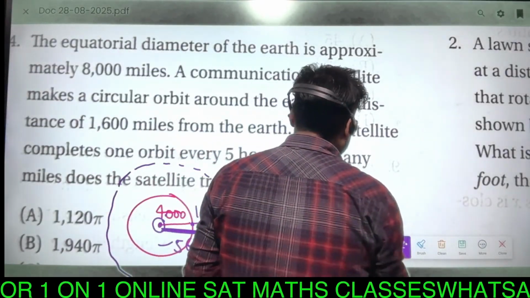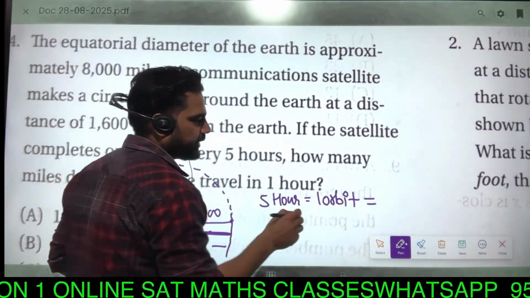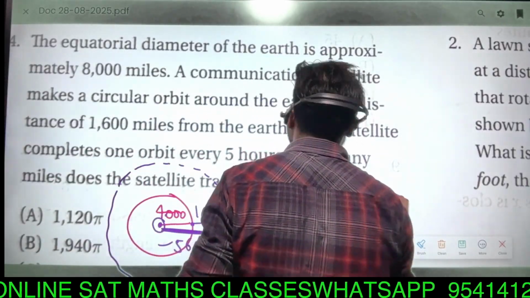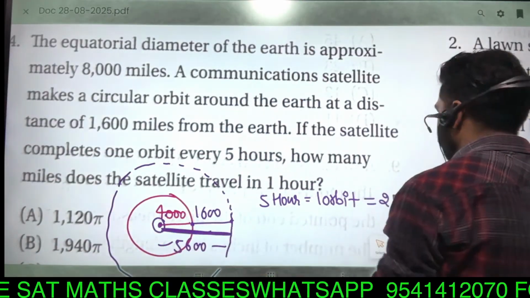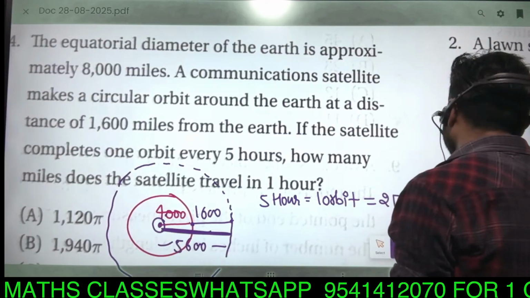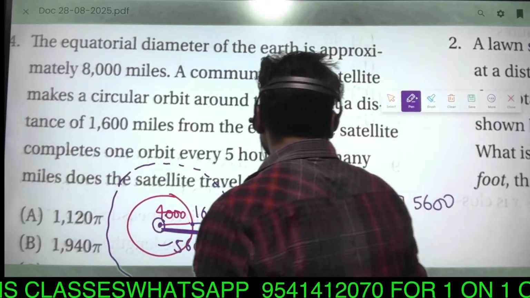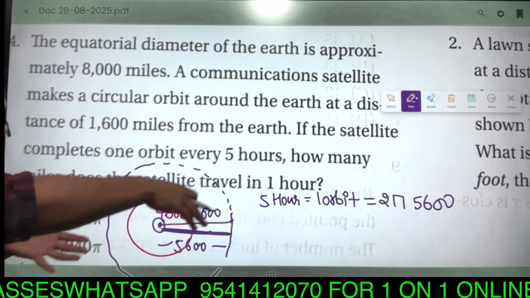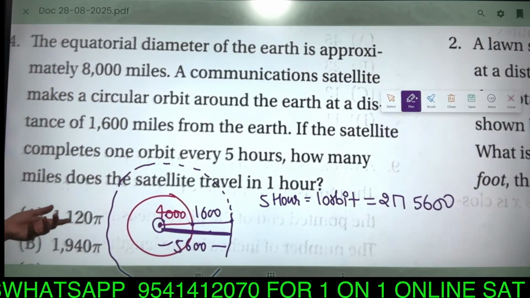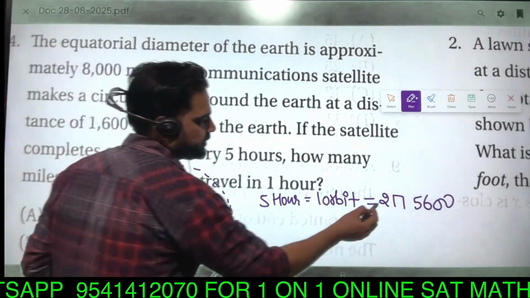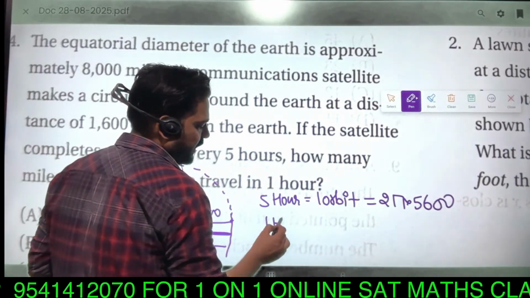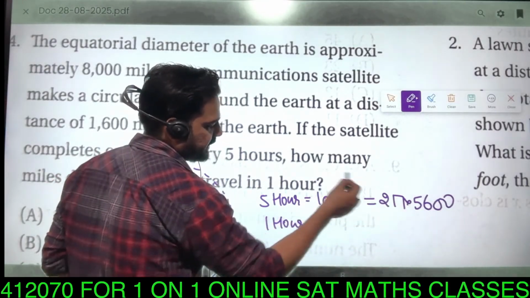So they are saying in 5 hours they will complete one orbit, and the one orbit distance will be 2 pi r. What is r? r is 5600. So in 5 hours it will cover this much distance. They are asking how much it will do in 1 hour, so divide this complete term by 5.